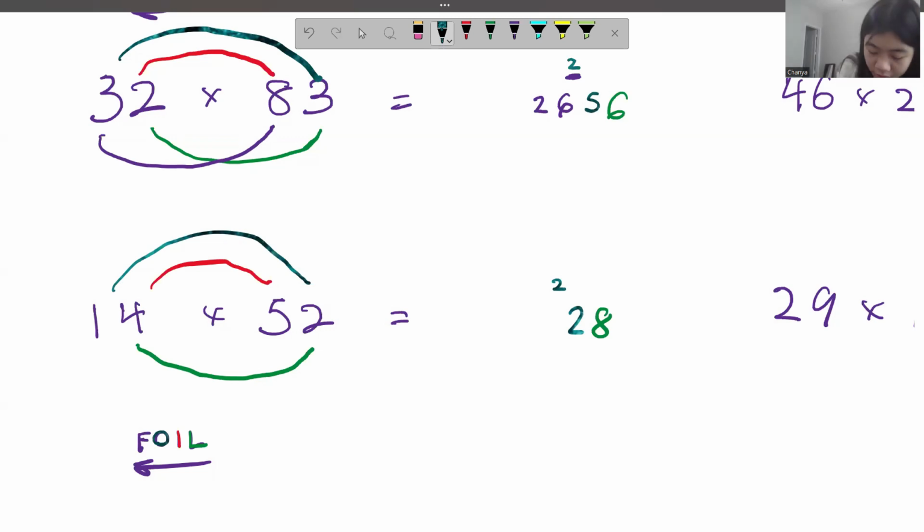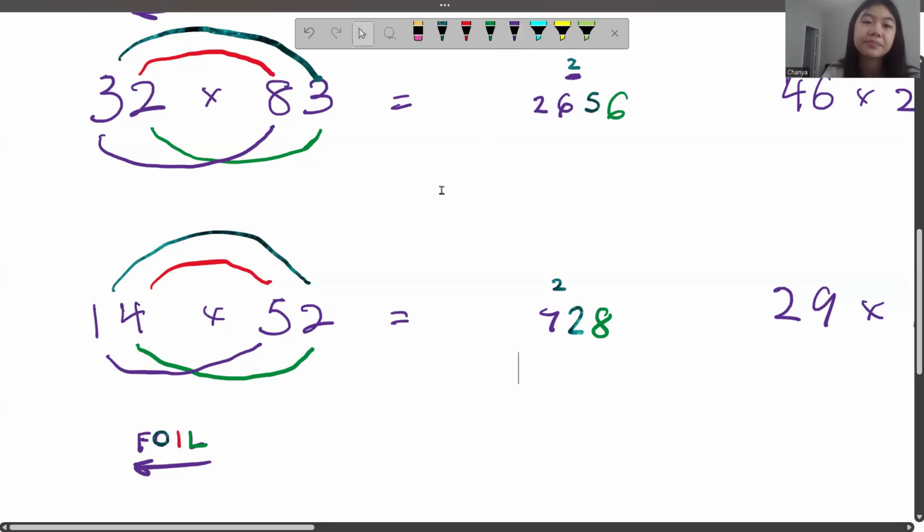Lastly, you do your F. F stands for first, so you multiply your first two digits, which is 1 times 5, which is 5. So now you have to account for the carryover that you did in your second step. So you have to do 5 plus the 2 you carry over, which is 7. So your final answer should be 728.